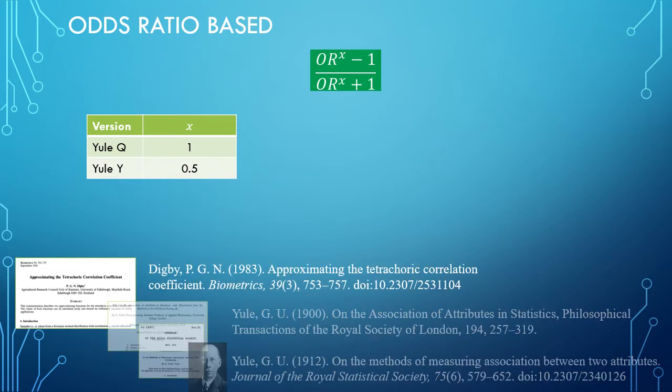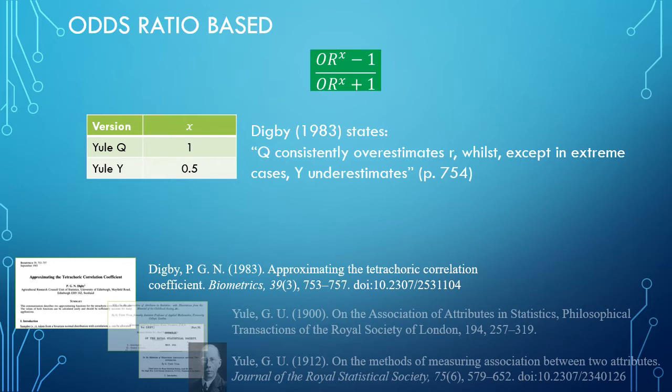However, Digby noticed that Yule's Q will usually overestimate and Yule's Y often underestimates it. So somewhere between 0.5 and 1 might be a more optimal value for that power. Digby himself or herself determined 0.75. And Edwards' Q is also sometimes referred to, which has a value of pi divided by 4, which, if I'm not mistaken, is 0.79 or something. So those are other measures that could be used.